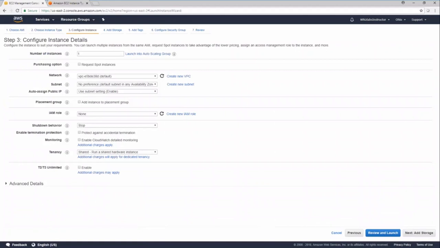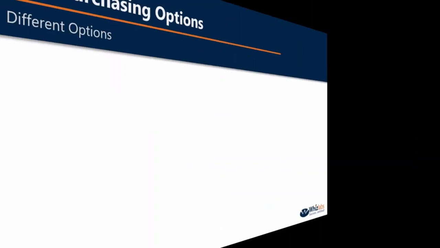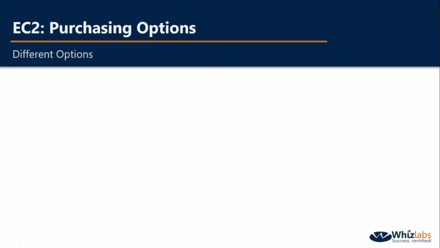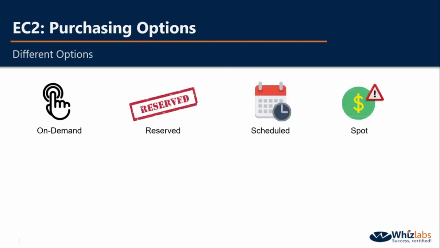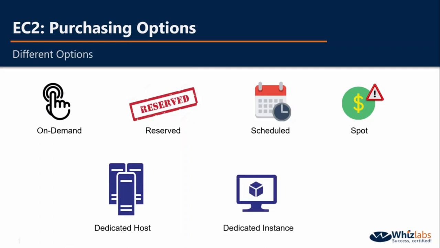On this step, we are going to customize the instance per our need. First, you can select the number of instances to launch. Remember that all of them will have the exact same configuration. AWS offers different purchasing options. Since this is a very important topic for the exam, let us take a look at it in detail. In general, AWS offers 6 purchasing options: on-demand, reserved, scheduled, spot, dedicated host, and dedicated instances.